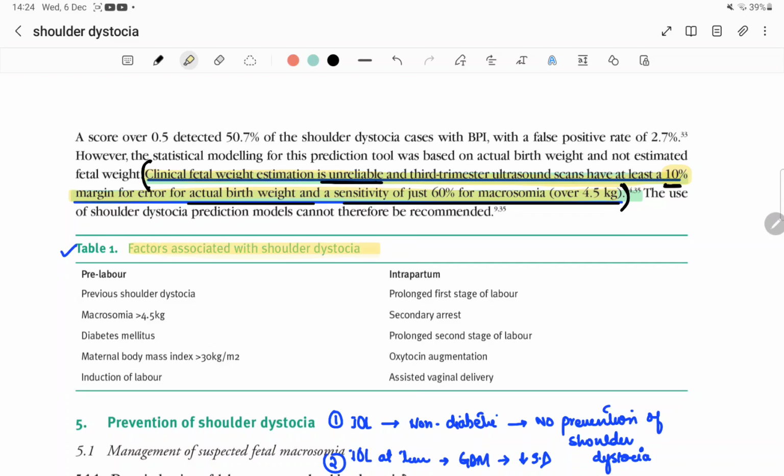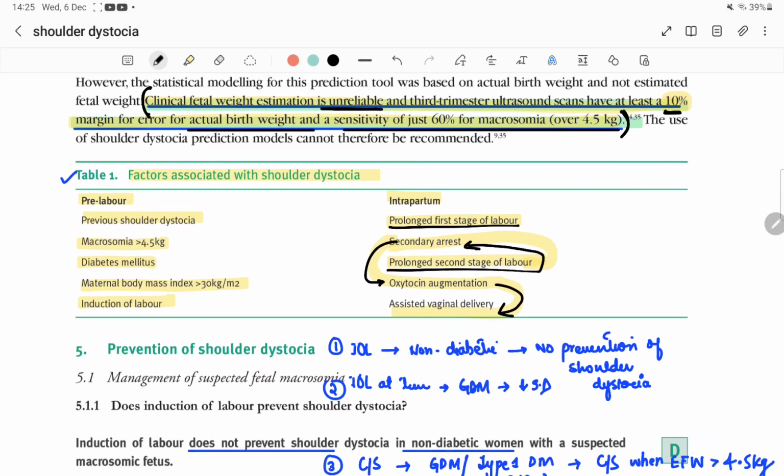The other risk factors associated with shoulder dystocia are pre-labor and intrapartum. The pre-labor ones are previous shoulder dystocia, macrosomia more than 4.5, diabetes, BMI more than 30, maternal age, induction of labor. इसको याद करने का तरीका है: prolonged first stage, prolonged second stage, secondary arrest, then oxytocin augmentation, and then instrumental delivery. If you want to memorize these five on your fingertips: prolonged first stage, prolonged second, secondary arrest, oxytocin, and instrumental vaginal delivery.